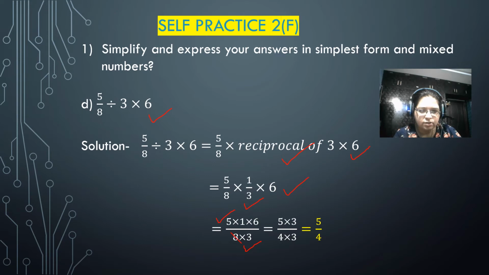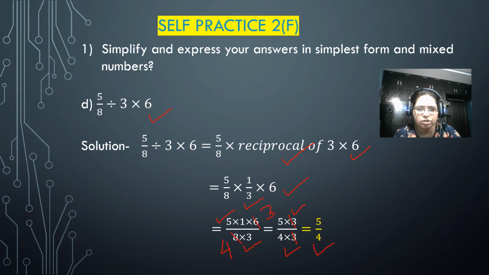8 and 6 with 2. 2 multiplied with 3 is 6, and 2 multiplied with 4 is 8. Now we get 5 multiplied with 1 multiplied with 3, that is 5 multiplied with 3, and product of denominators is 4 multiplied with 3. Now we cancel 3 in numerator and denominator. So we get 5 divided by 4, and 5 divided by 4 is an improper fraction.